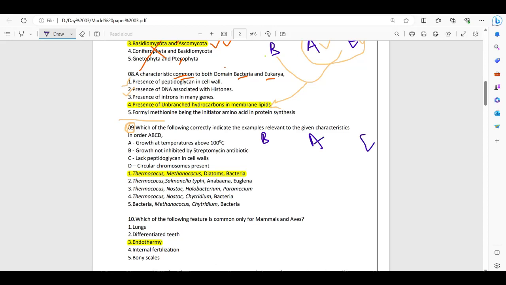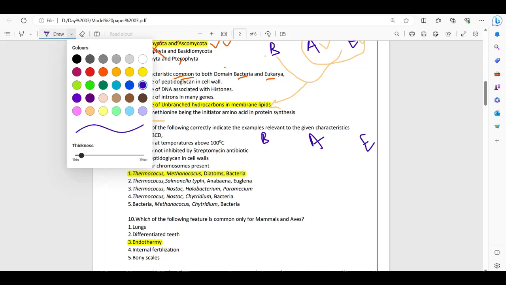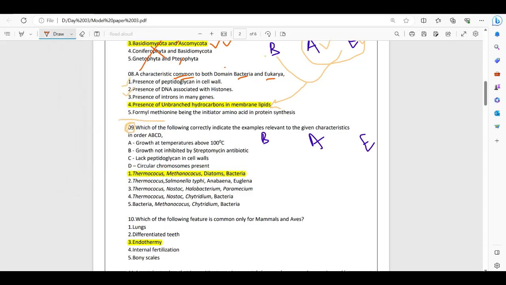So the best way to approach this question would be firstly identifying the domain, and for that you have to remember the examples together with the domain. So in domain bacteria, the examples given are Cyanobacteria, Nostoc, Anabaena, Escherichia coli and Salmonella typhi. So if I write them down, Cyanobacteria, Nostoc, Anabaena, E. coli and Salmonella typhi. I will be just abbreviating it because it will waste your time if I write the whole thing.